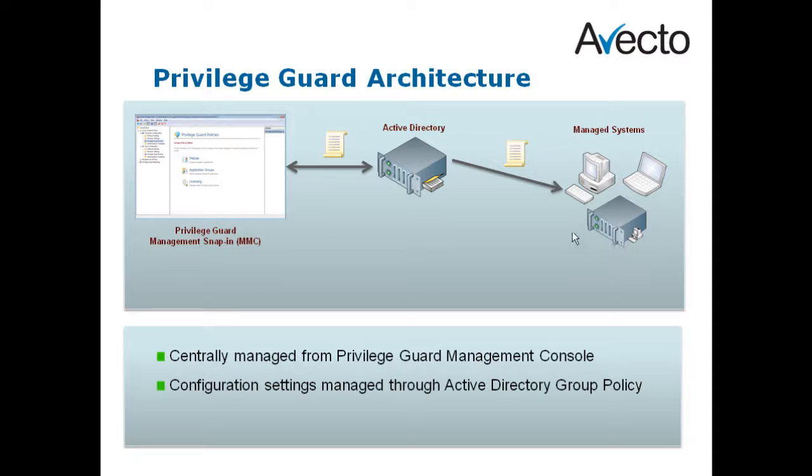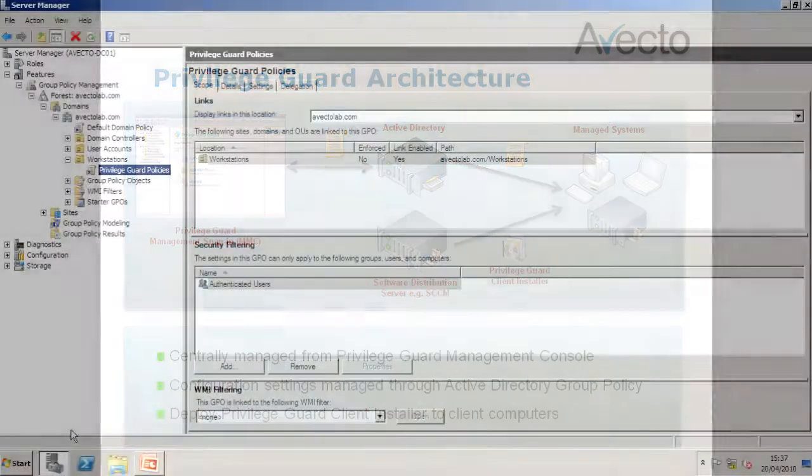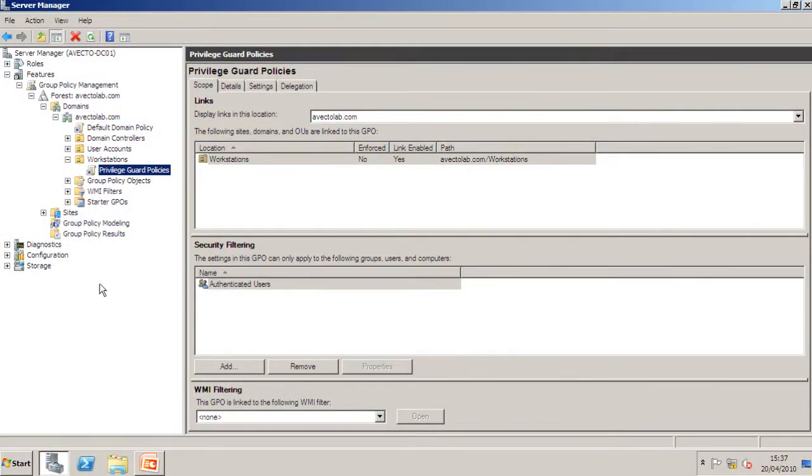For those not using Active Directory, Privilege Guard also supports eDirectory and ZenWorks, as well as standalone XML configurations. The second part of the architecture is the client-side agent, which needs to be installed on all the systems you want to manage with Privilege Guard. This agent is a 2 meg MSI file that can be deployed using automated software deployment technologies such as SCCM or directly from Active Directory. Once installed, this agent operates as a system-level service and utilizes approximately 3 meg of RAM.